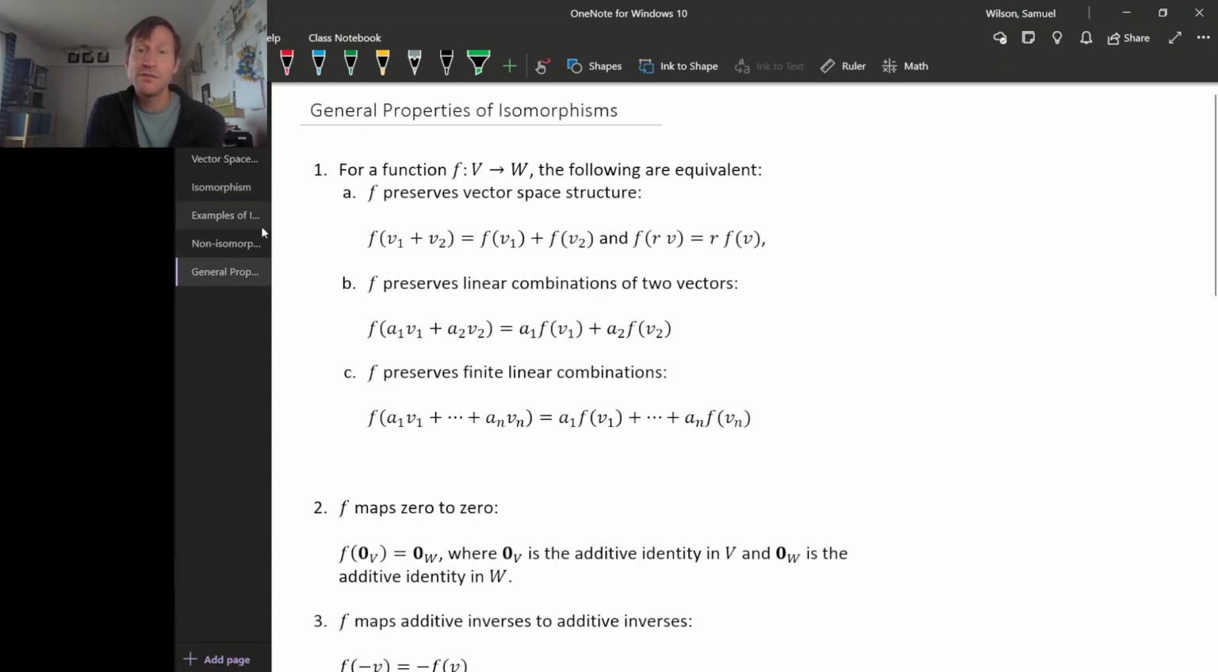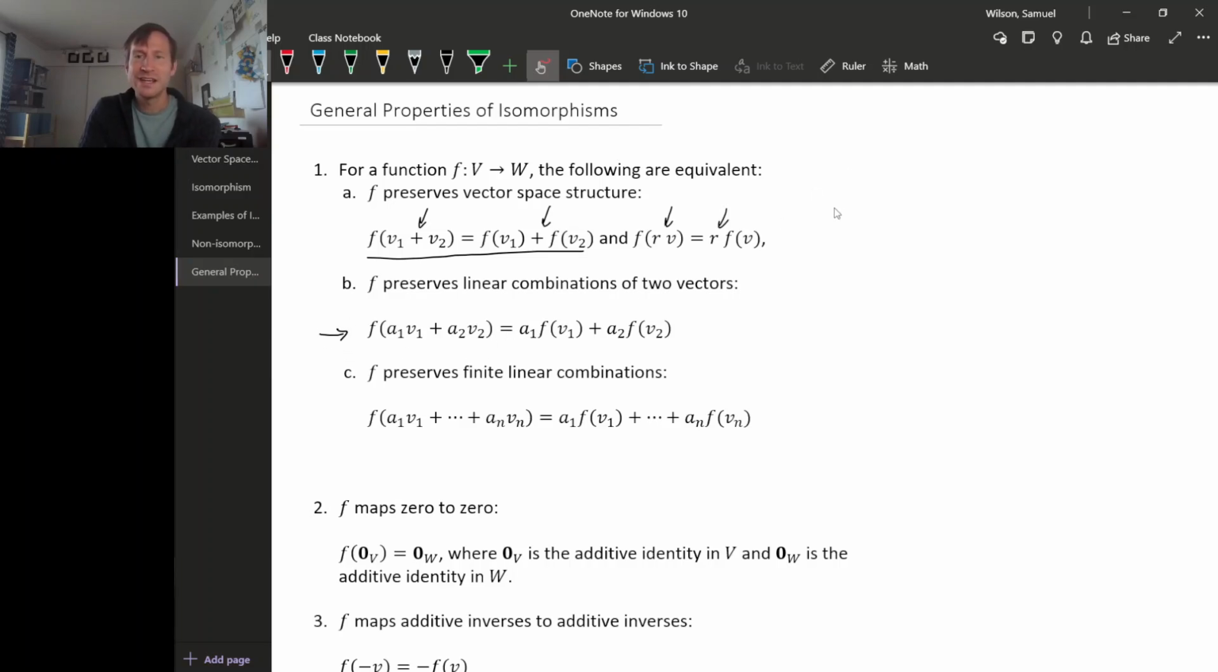So on the first point, we defined preserving vector space structure using these two statements. An isomorphism turns addition in one vector space into addition in the other vector space, and scalar multiplication in one vector space into scalar multiplication in the other vector space. But actually, you can combine these two, and instead of proving these two separately, it's equivalent to show just this one statement here.